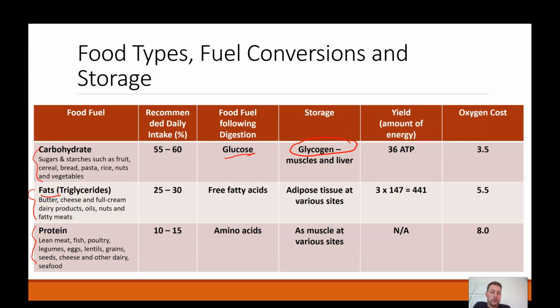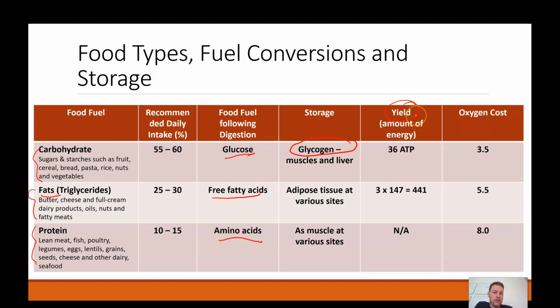Fats, again, what's called outside. When we've digested it, it becomes free fatty acids, and then triglycerides in adipose tissue is its main source in the muscle again. Protein, broken down, we've got amino acids, and it gets stored as muscle, and also sometimes fats at various sites. In here, we've got this term yield. So yield refers to how much energy can be produced. So things we'll go over later on, but just briefly mention here.